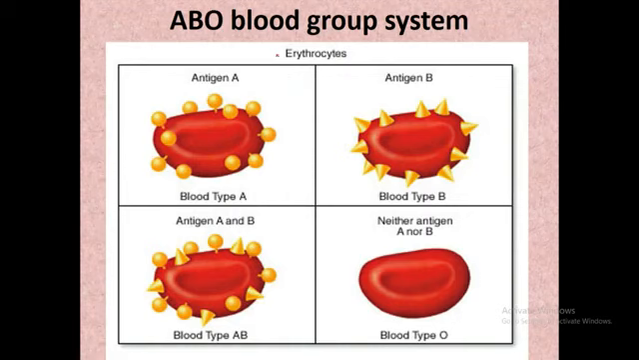ABO blood grouping system. The person having antigen A on the surface of RBC has blood group A. The person having antigen B on the surface of RBC has blood group B. A person having both antigen A and B on the surface of RBC has blood type AB. And the person who has neither antigen A nor B on the surface of RBC has blood type O.